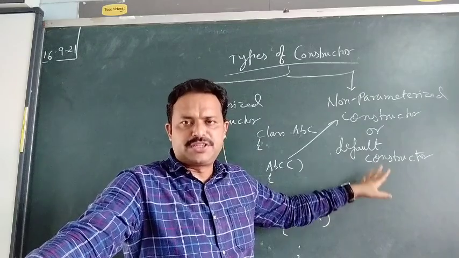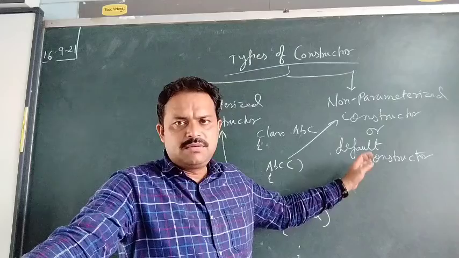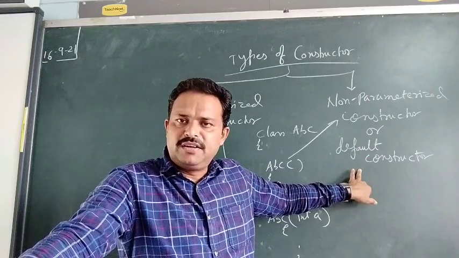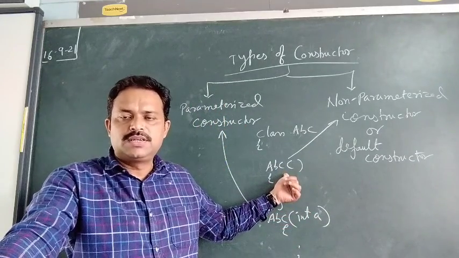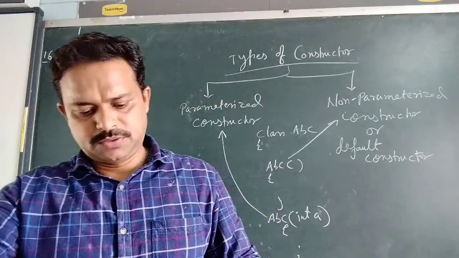Okay, so if you write any definition, both are correct. But give preference to this definition: a default constructor is a constructor which does not contain any parameter. This is your default constructor. So these are the two types of constructor.